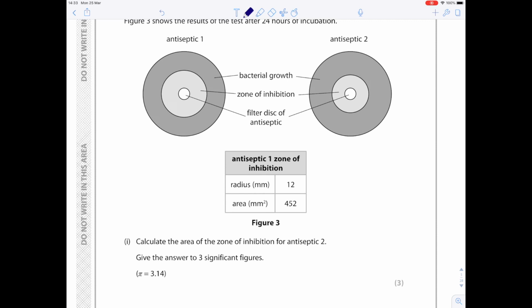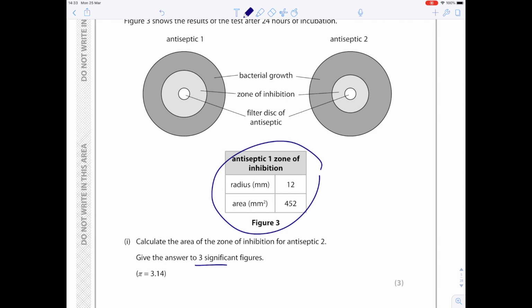Anyway, we're being asked in question 1 to calculate the area of the zone of inhibition for antiseptic 2. Give the answer to 3 significant figures, don't forget that. They've shown you how to do it for question 1 in case you don't know how to calculate the area of a circle, but I'm really hoping if you're sitting GCSE maths that you do, because it's basic maths you must know about.